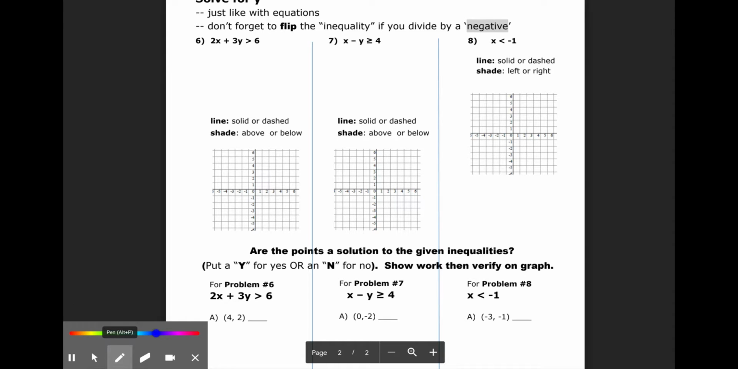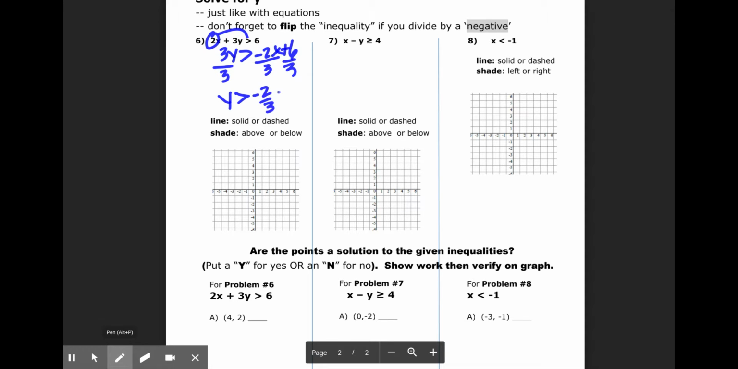So on problem 6 here, we're going to move the 2x over to the other side, bringing 3y is greater than negative 2x plus 6. And then we're going to divide everything by 3. So y is going to stay greater than negative 2/3 x plus 2, since 6 divided by 3 is 2. So the line should be dashed because it doesn't have an equal sign, and it's greater than, so we're going to shade above the line.